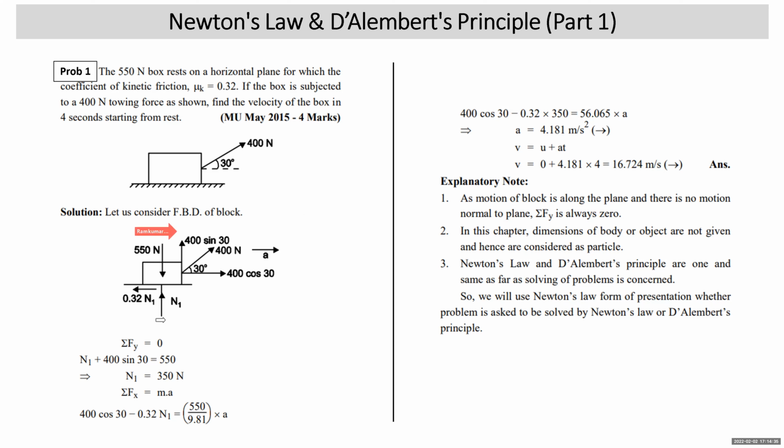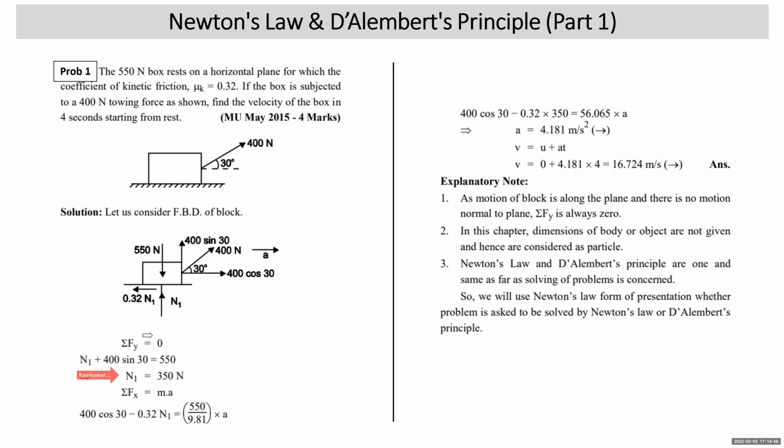As students, you know that motion of this block will be along the plane. There is no motion normal to the plane. So the box is considered to be in equilibrium in y direction. So we apply sigma Fy is equal to 0. Sigma Fy is N1 upward plus 400 sin 30 is equal to 550. That gets N1. Now you apply Newton's law in x direction.